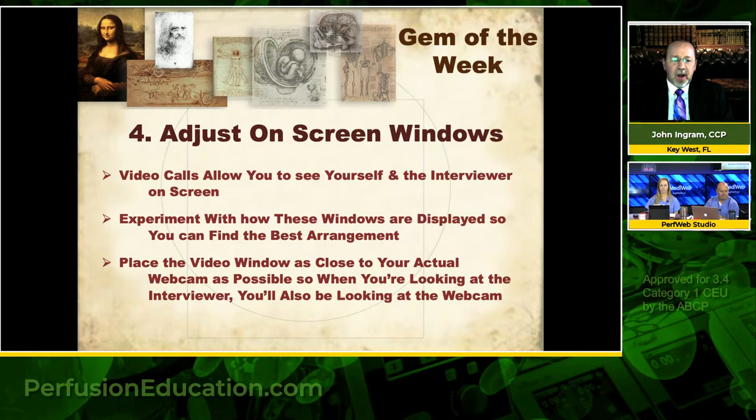Now, here's the one I like a lot. You can adjust the screen of your program.